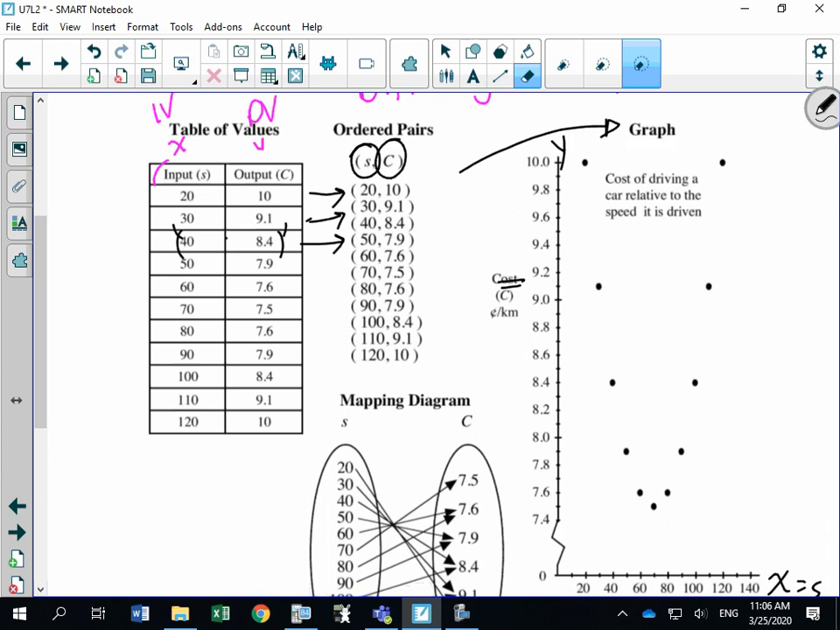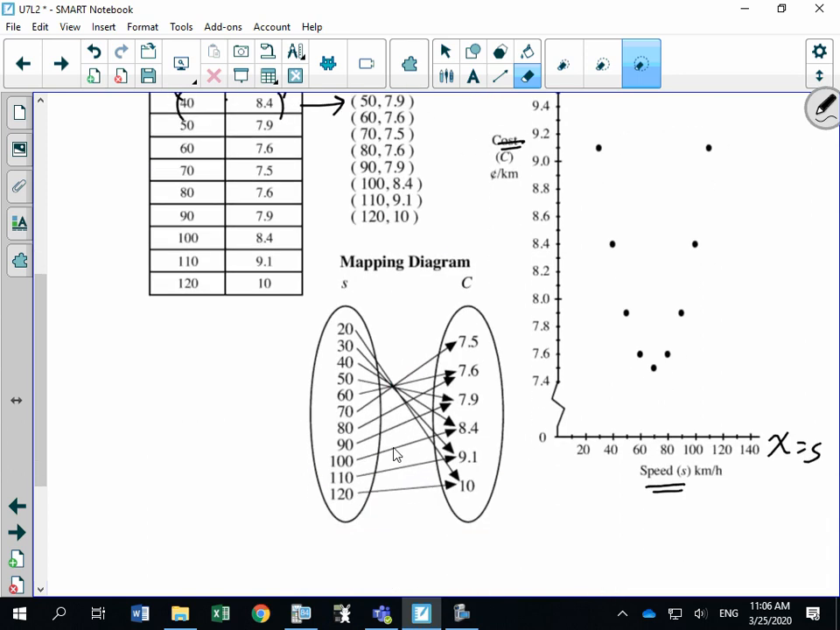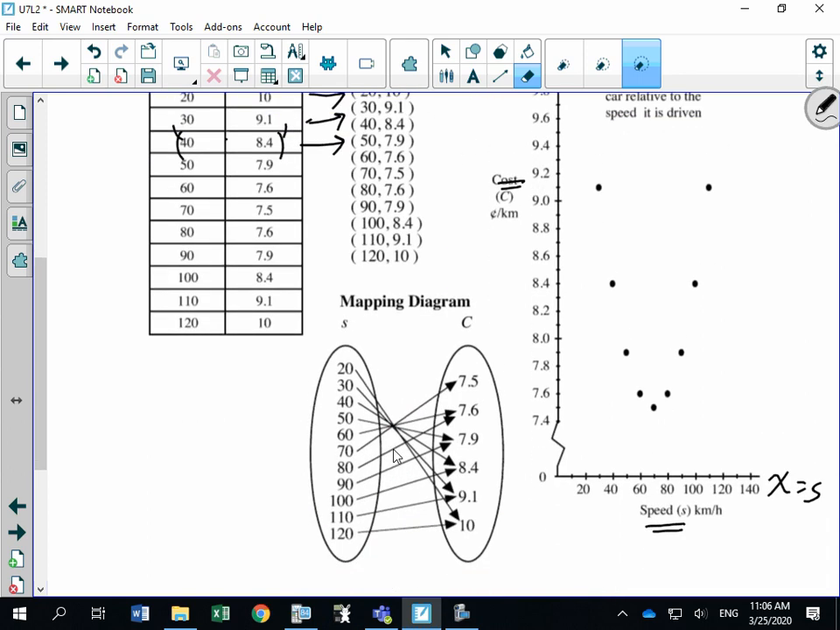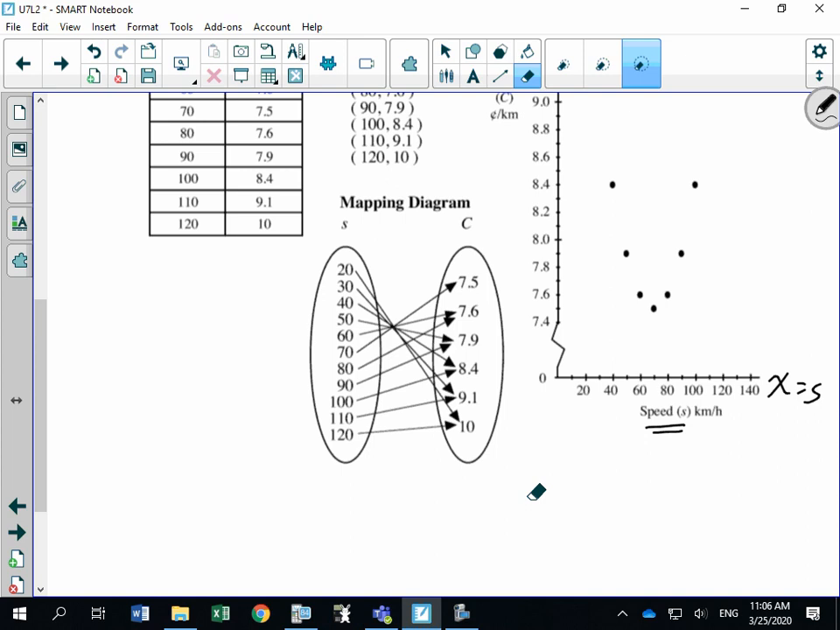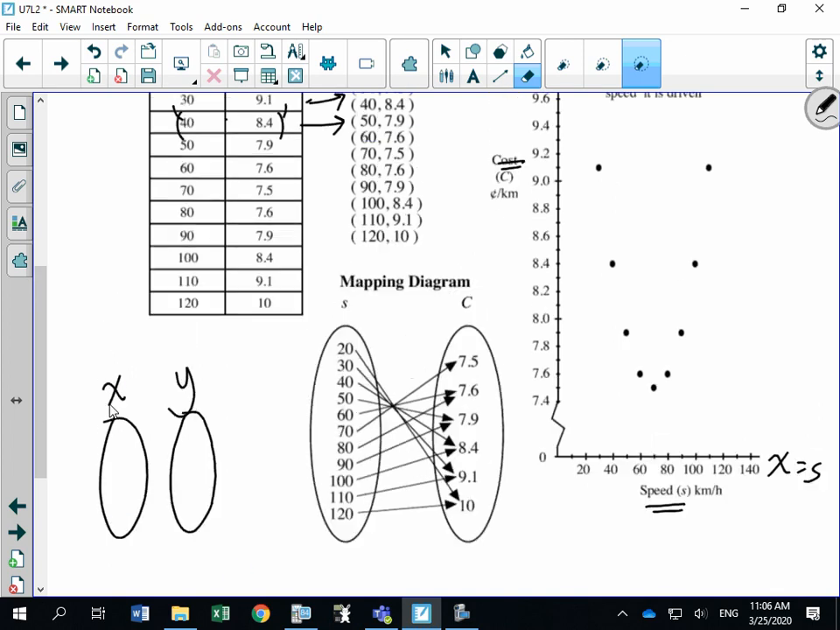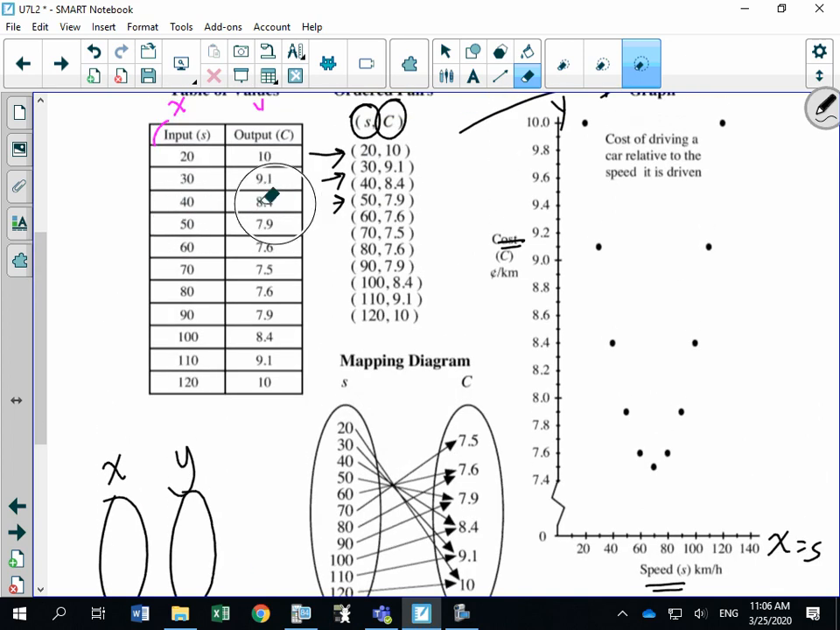Then they have something called a mapping diagram. I'll show you mapping diagrams later, but they're super simple. How a mapping diagram works is it's sort of two eggs. That's your x egg, and this is your y egg. In your x, you put all of your x values. So if I went to this table here, I put 20, 30, 40, 50.